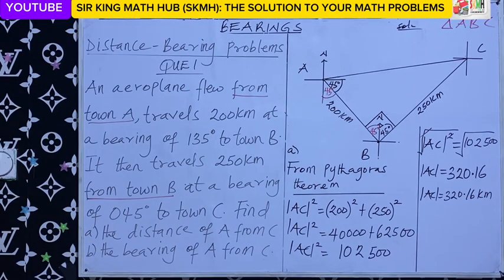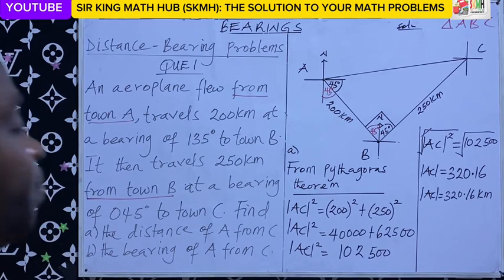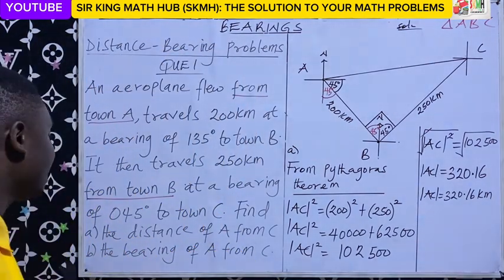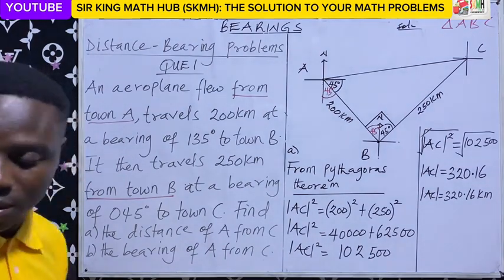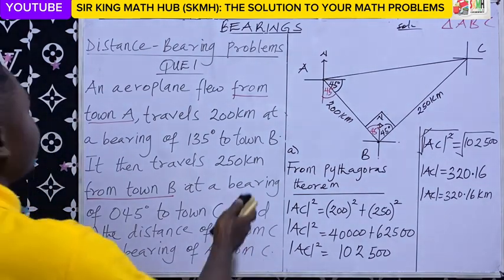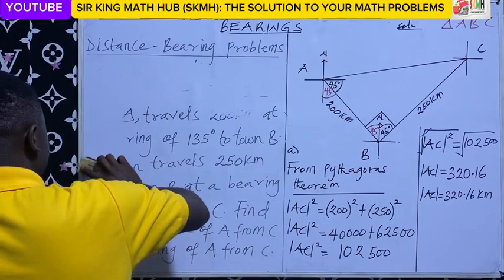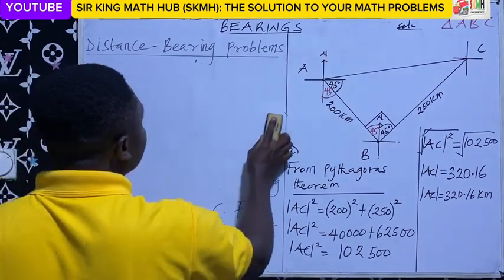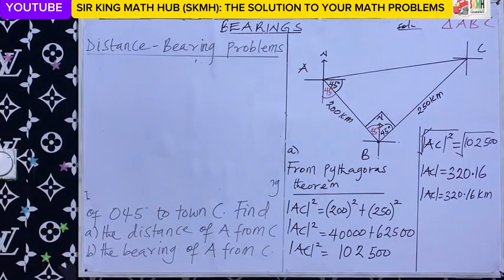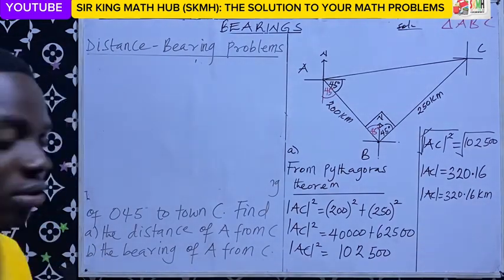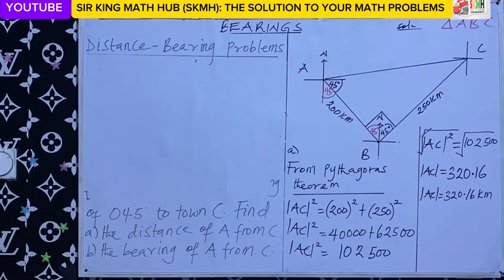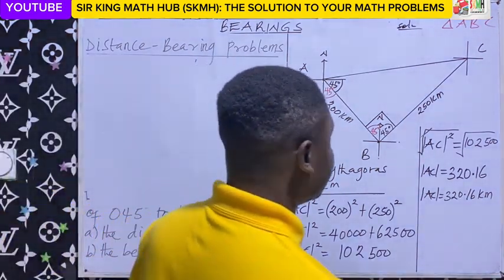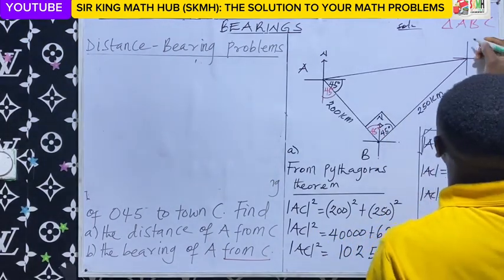So that is what we have done. Now, the B part: we have to find the bearing of A from C. The bearing of A from where? It means that we have to measure the bearing from C. So this is C.